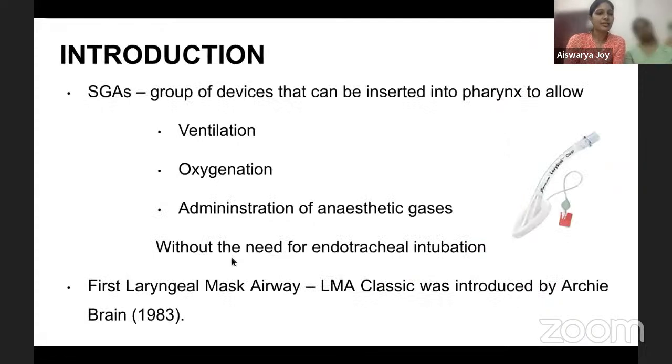Supraglottic airway devices are a group of devices that can be inserted into the pharynx to allow ventilation, oxygenation, and administration of anesthetic gases without the need for endotracheal intubation. The first laryngeal mask airway was the LMA Classic, and it was introduced by Archie Brain in 1983.